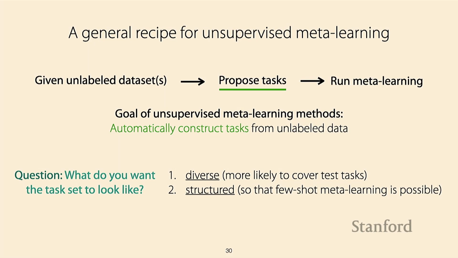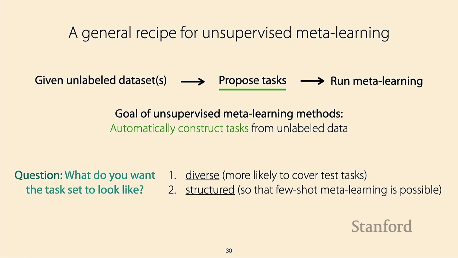The reason why we want this is that we want them to be able to cover the test tasks that we are likely to see during meta test time. And of course, if you know information about what you're going to see at meta test time, like if it's 10-way versus 1,000-way, you can incorporate that and actually make it less diverse to make it more similar to that.